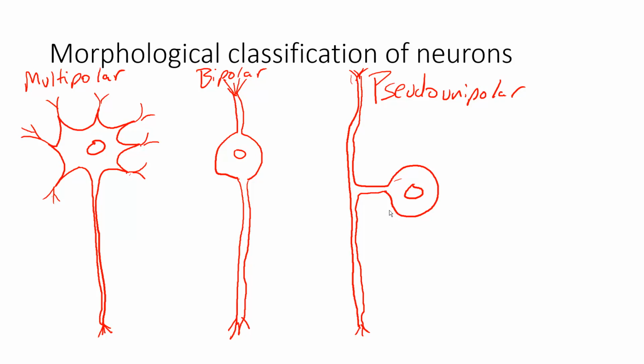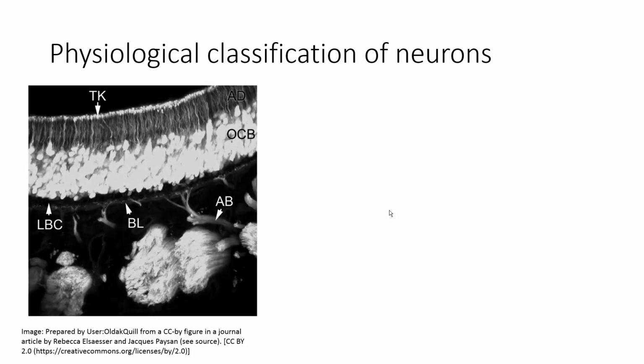So those are morphological classifications. We're classifying the neurons based on their shape. We can also classify neurons based on their function or physiology. So physiologically, we can have sensory neurons.